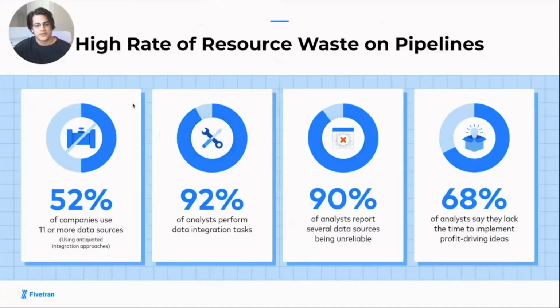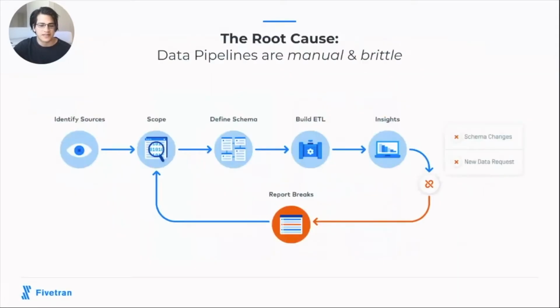So at Fivetran, we've been surveying data companies and found a high rate of resource waste on pipelines, with 52% of companies that we surveyed utilizing 11 or more data sources in their DataOps process. But 92% of the analysts in those organizations perform data integration tasks or tasks outside the scope of their role. 90% of analysts report several data sources being unreliable, and 68% of analysts say that they lack the time to implement profit-driving ideas. This resource waste is because data pipelines are manual and brittle.